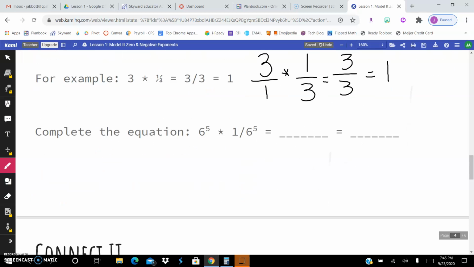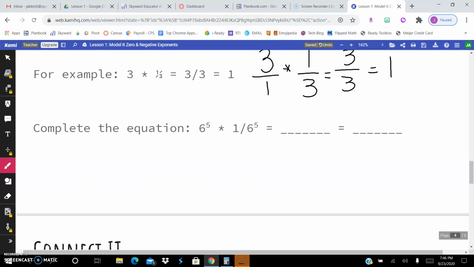Okay, so complete this equation, 6 to the 5th power times 1 over 6 to the 5th. So I'm going to make this a fraction. When I multiply across the top, I get 6 to the 5th. When I multiply across the bottom, I get 6 to the 5th. And there's a review. We're dividing with the same base. So we're going to keep the 6. And 5 minus 5, since we're dividing, we have to subtract those exponents. 5 minus 5 is 0. And 6 to the 0 power is 1.